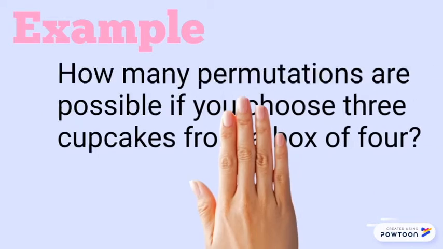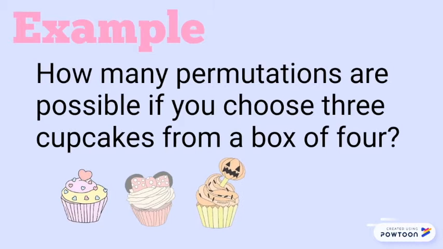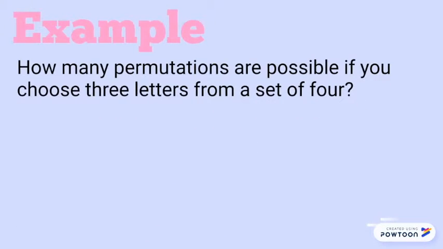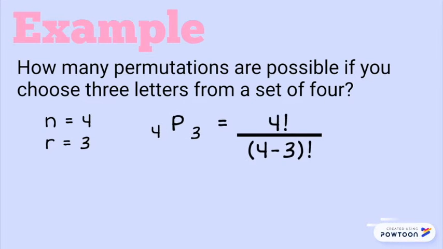For another example, how many permutations are possible if you choose 3 cupcakes from a box of 4? Because the total number of cupcakes is 4, n is equal to 4, but we only choose 3, so r is equal to 3. Then substitute the values into the formula, so the answer is 24.